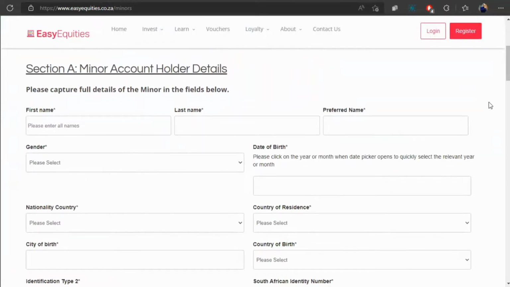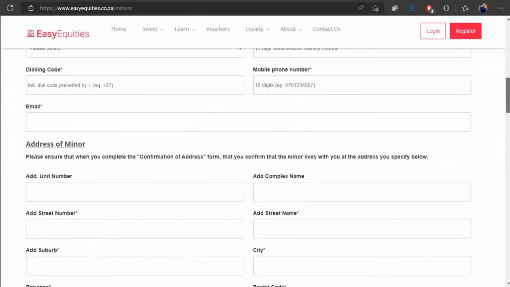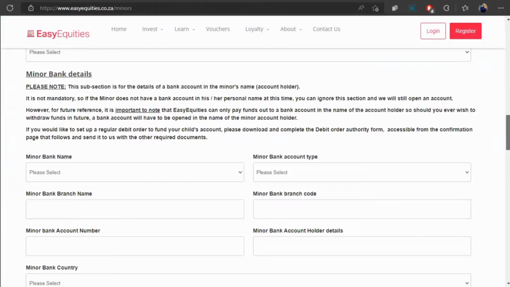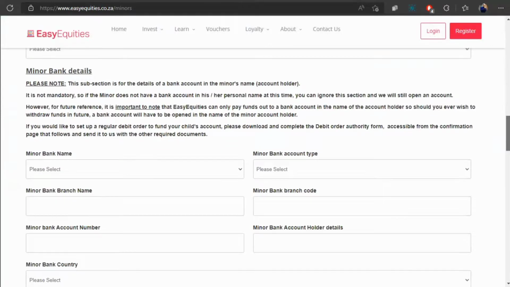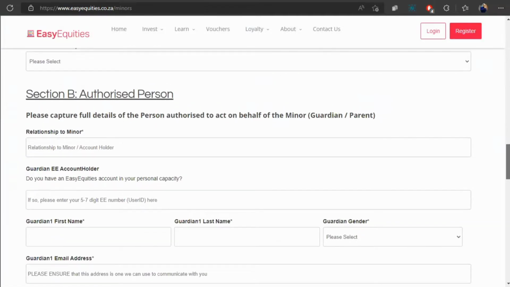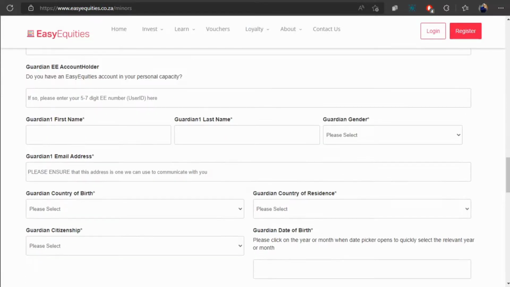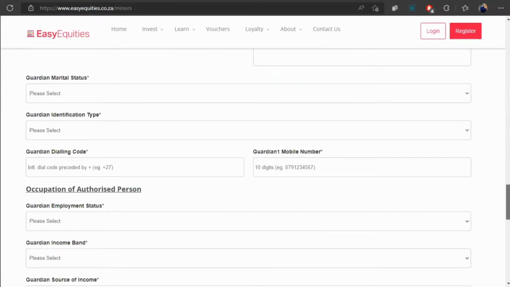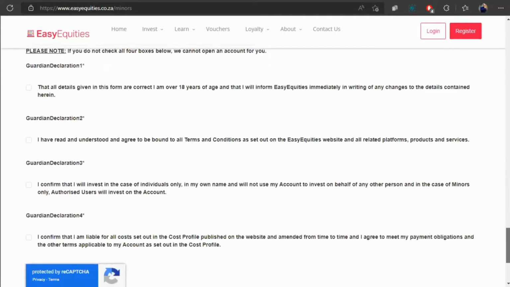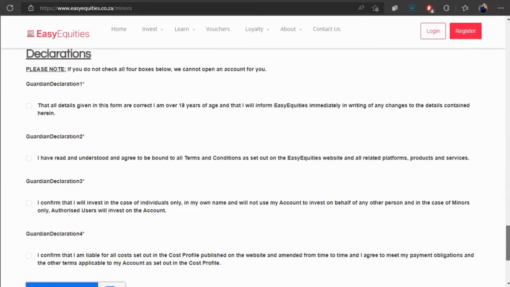We're basically going to fill in the child's details and various identification details for them, the address of the minor, where they live, and the minor's bank account. If they don't have their own bank account, then obviously you can put your own there as well. And then you, of course, are the authorized person. So you're going to fill in your details because you're the person who's going to be making decisions for them in regards to their EasyEquities account and what they invest in. Then you fill in other details about yourself, click on the T's and C's and various declarations. That's how easy it is to get started with the process.